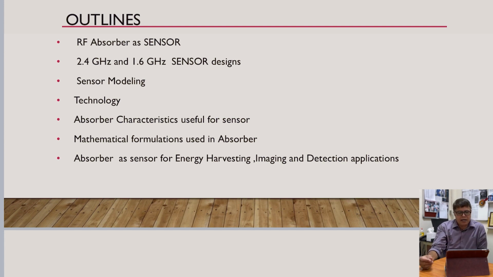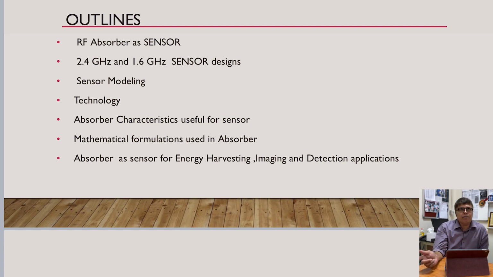I'll be highlighting the RF absorber design; 2.4 gigahertz and 1.6 gigahertz designs I'll be exploring. The reason being, 2.4 gigahertz is used for in-house Wi-Fi devices, and 1.6 gigahertz is generally used for GPS reception. So both frequencies are available. These frequencies fall in the ISM band.